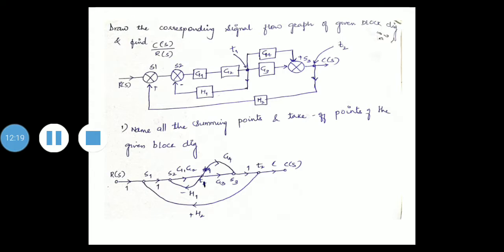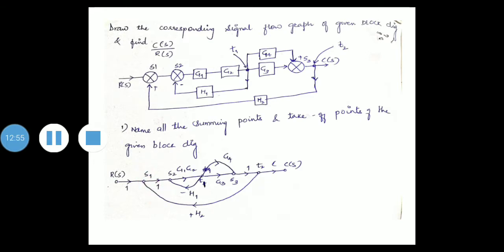Name all the summing points and take-off points of the given block diagram. So S1, S2, T1, this is S3, this is T2. Locate all those here. Then you see the input is R of S and C of S is the output.